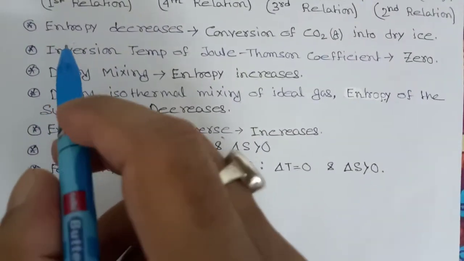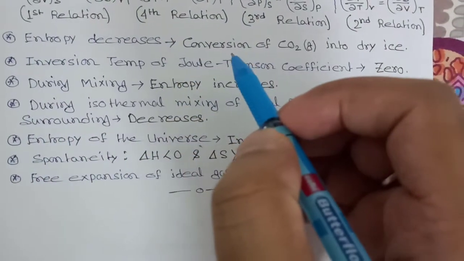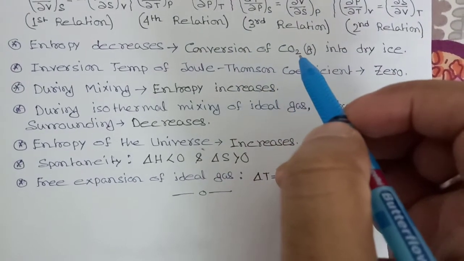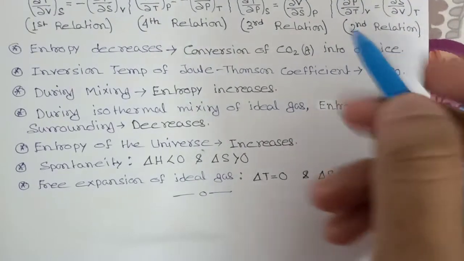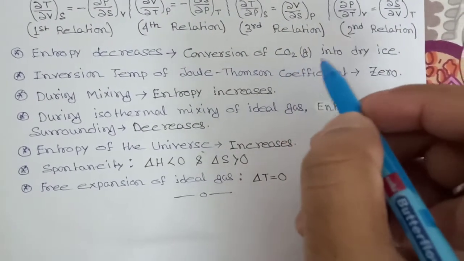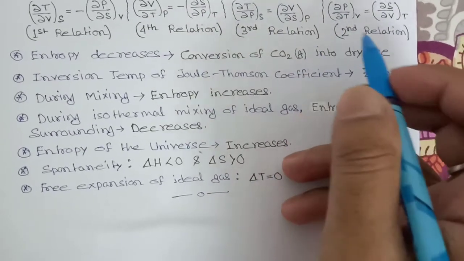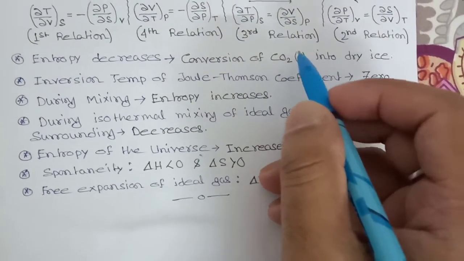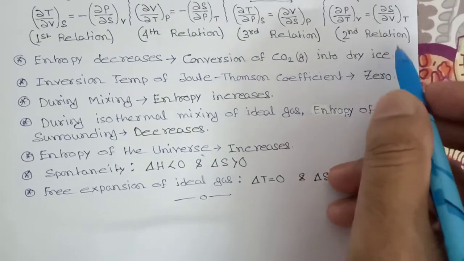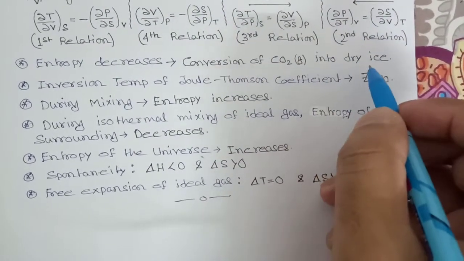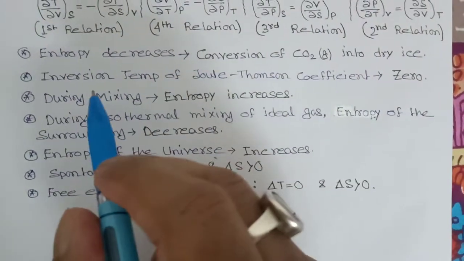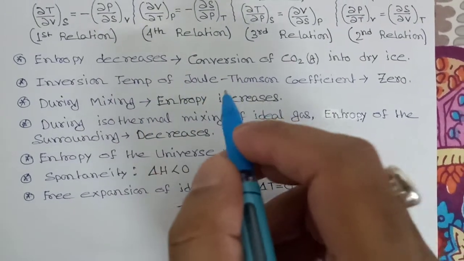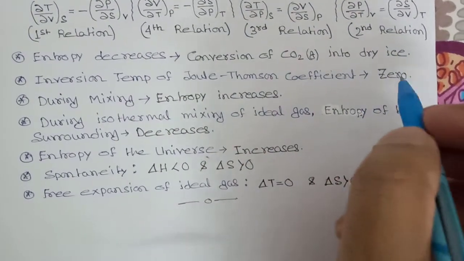Now we will see some short questions. Consider a process of conversion of carbon dioxide gas into dry ice. Here the process is occurring from a gaseous state to a solid state, so randomness will decrease. Gaseous state randomness is higher, and in solid state randomness is lower. Randomness decreases means entropy will be decreasing. So entropy decreases here. At the inversion temperature, the Joule-Thomson coefficient is 0.